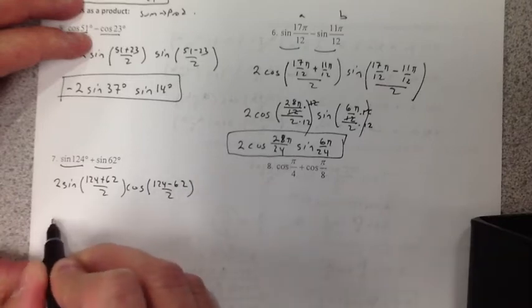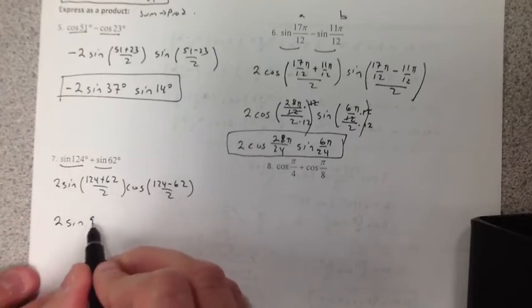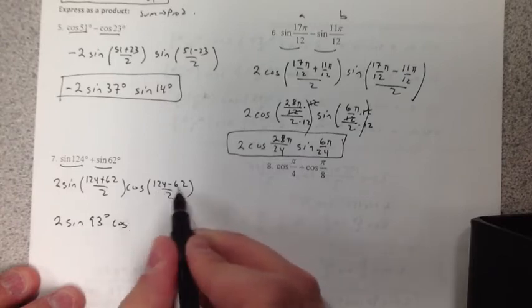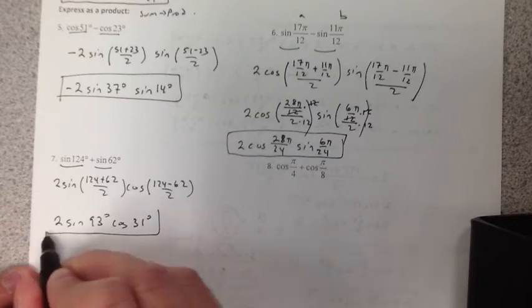And what do we wind up with? 2 sine, and this becomes just 93 degrees, times the cosine of, well, that's the 62 over 2, which is 31 degrees. And there's our answer.